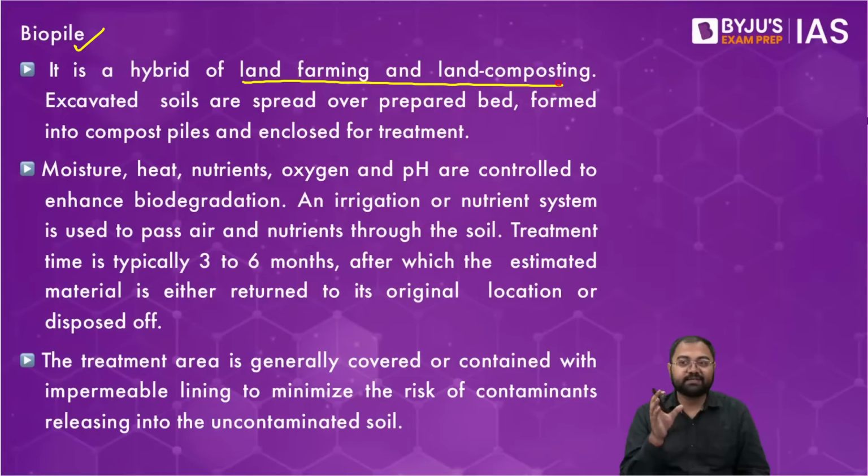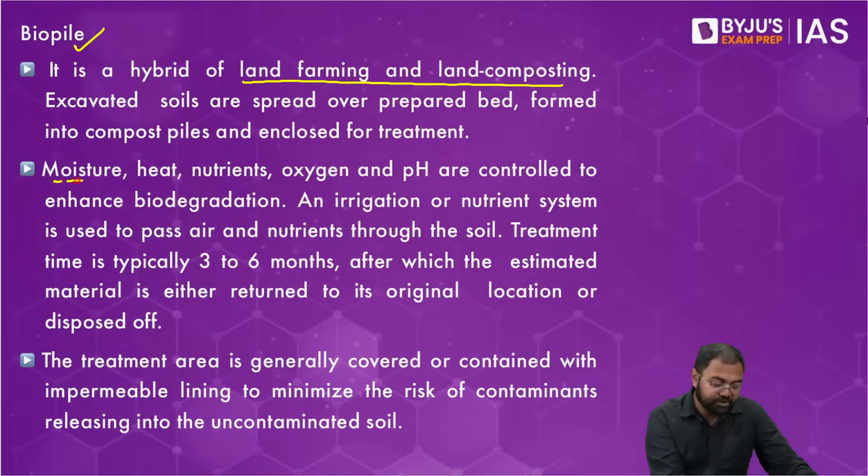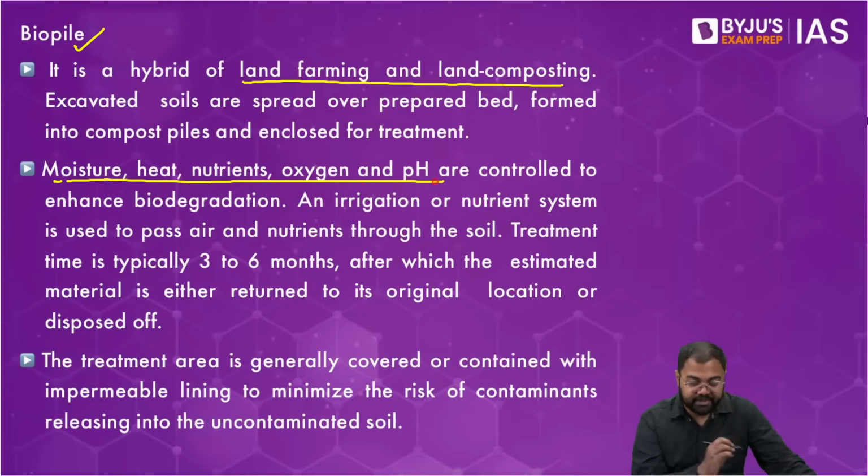For example, let's say any crop, it needs a certain amount of moisture in it, it needs a certain pH value, it needs a certain type of soil, it needs a certain amount of nutrition in it. So all these requirements, whatever we have as requirements for a particular kind of farming, all these requirements will be met, and that's why it takes a lot more time, and it's a much more meticulous process. So that's why moisture, heat, nutrients, oxygen, pH, all these things are controlled so that we can enhance the biodegradation process in a manner that we can produce a much better quality of soil.